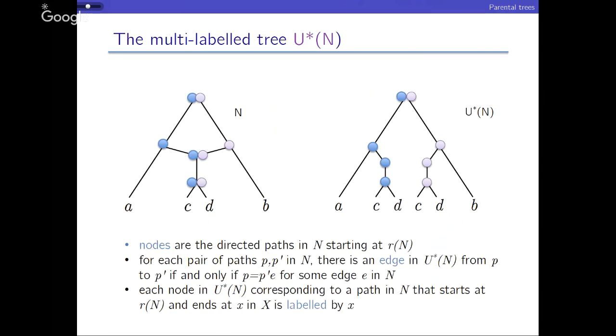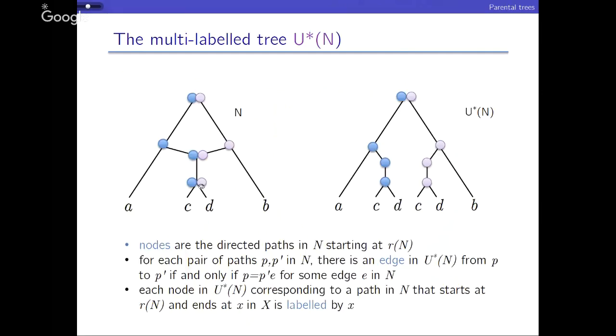And so to go forward and move away from this displayed tree model, I need to introduce another concept, which is the concept of multi-label tree U star. I put the formal mathematical definition here. If you are interested, you can pause and look at what the formula is saying. But roughly speaking, the idea is that the U star N multi-label tree is an unfolding of the network that contains all possible paths from the root to the leaves.